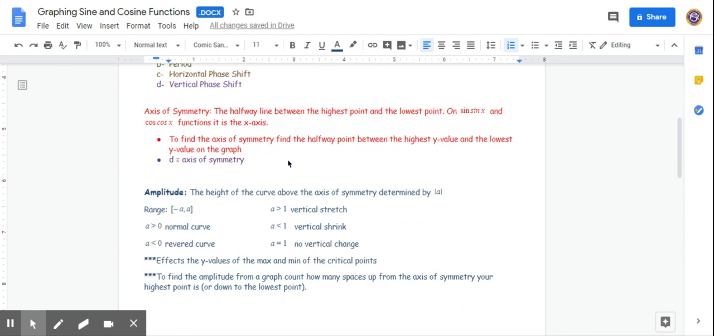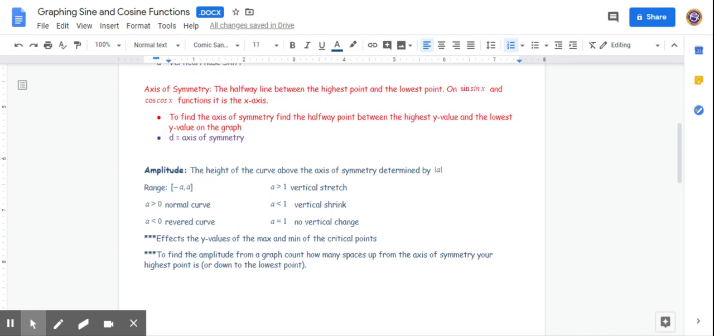So for the parent function, that axis of symmetry is the x-axis, but if you shift up or down, it will change. The amplitude is the height of the curve above the axis of symmetry, and also below, and it is determined by the absolute value of A. So our amplitude is always positive. That means that to find the range, we always have the negative amplitude going to the positive amplitude. You can write it in interval notation, like if your A is 2, it would be -2 to +2.